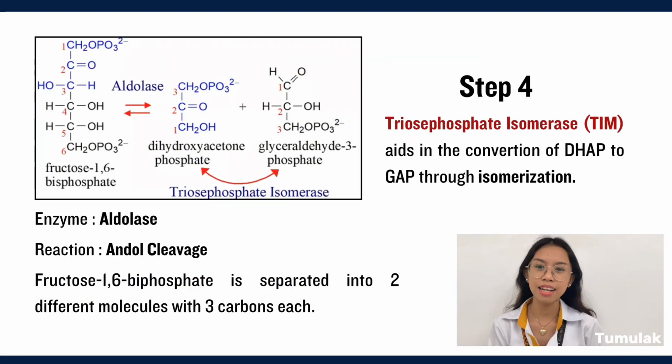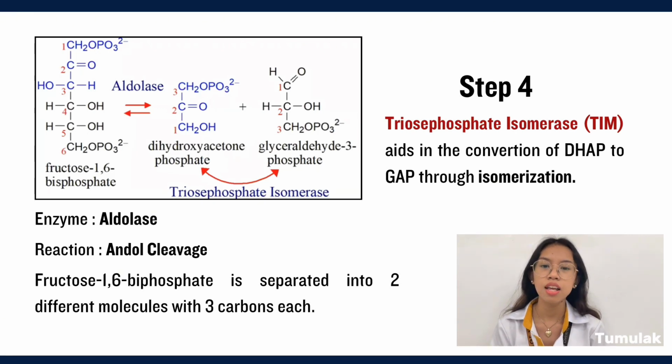The enzyme aldolase catalyzes the cleavage of fructose 1,6-bisphosphate into 2 different molecules, and these 2 molecules have 3 carbons each, which are dihydroxyacetone phosphate and glyceraldehyde 3-phosphate. Meaning to say, the fructose 1,6-bisphosphate is cleaved, hence the aldol cleavage reaction, as the enzyme aldolase aids in this process.